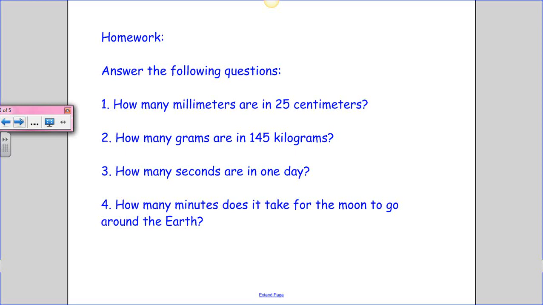So number 1, how many millimeters are in 25 centimeters? 2, how many grams are in 145 kilograms? 3, how many seconds are in 1 day? And 4, how many minutes does it take for the moon to go around the Earth? This one might take a little bit of thinking, but I know you can do it. So work on this, work on your problem set, come see me if you need extra help, and you have just finished the introduction to physics, so now we can move on to some real content.